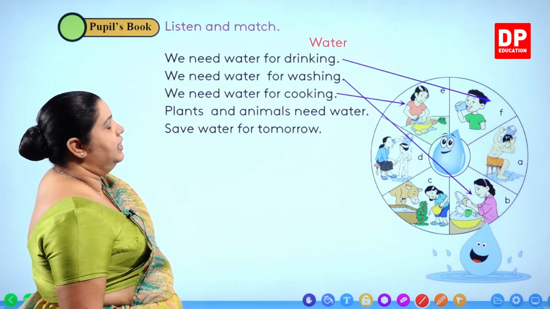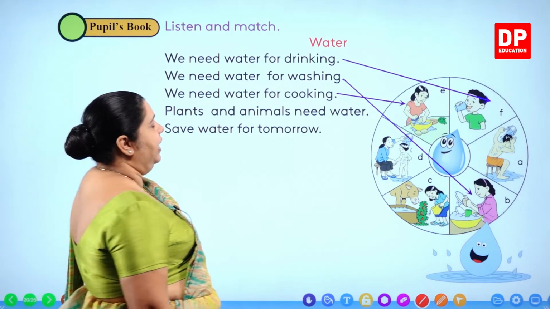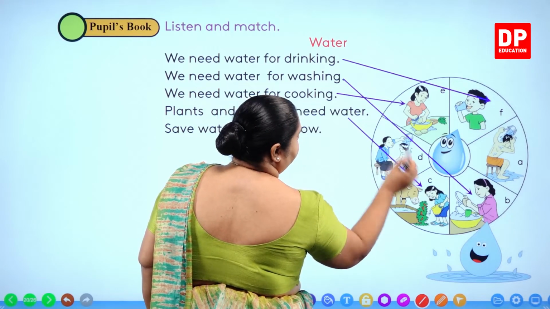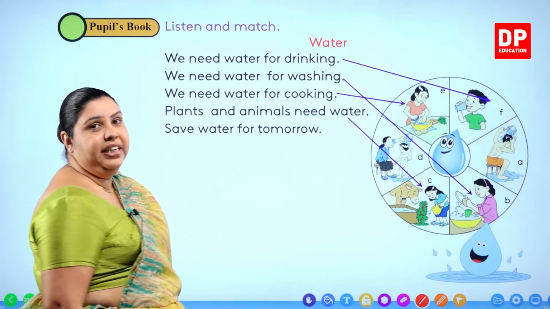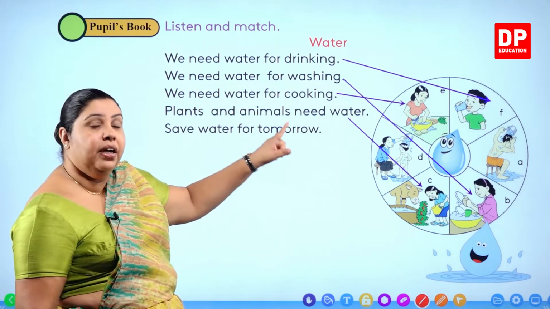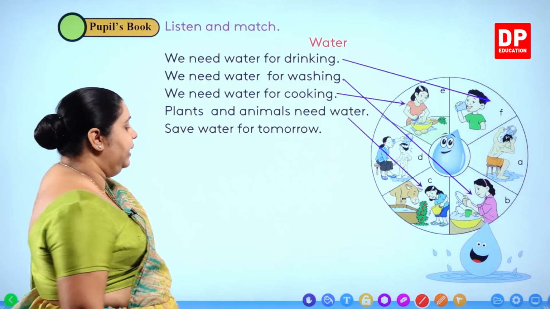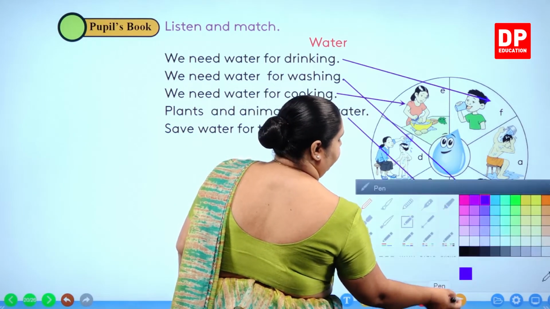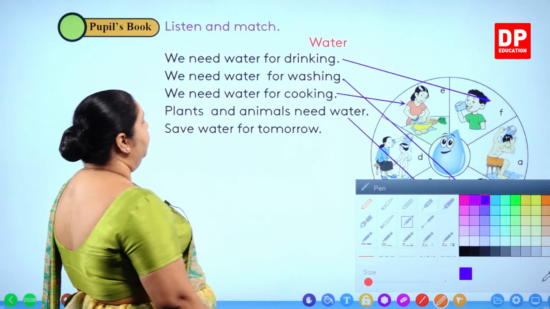Plants and animals need water. That is from here, picture C. All right. We need water for drinking. You can use your ruler and match like this, or else we can write the letter of the picture like this.